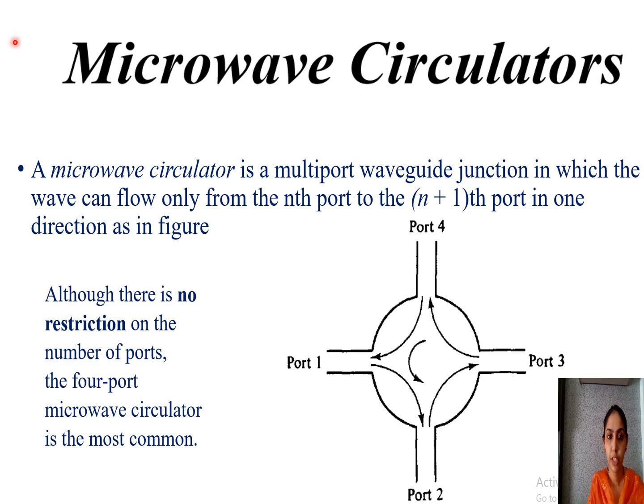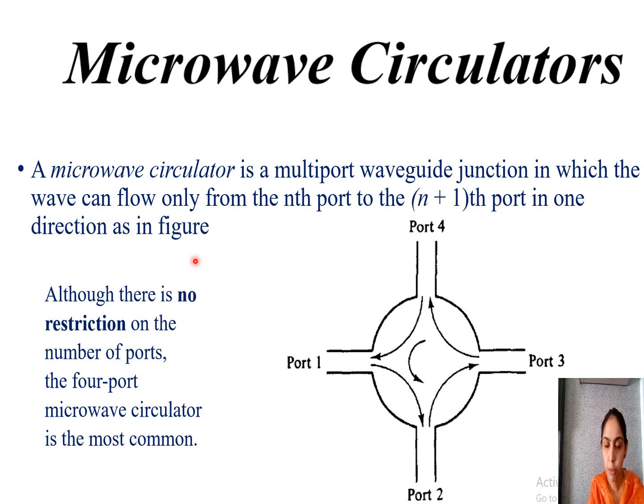First we will see the microwave circulators. From the name we understand that the signal is going to circulate in a circular fashion. So what do we mean by a microwave circulator? It is a multi-port waveguide junction in which the wave can flow only from the nth port to the n plus 1th port in one direction, as shown in the figure.